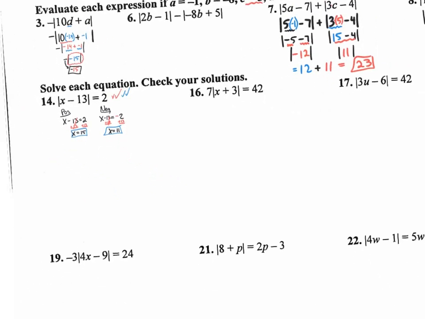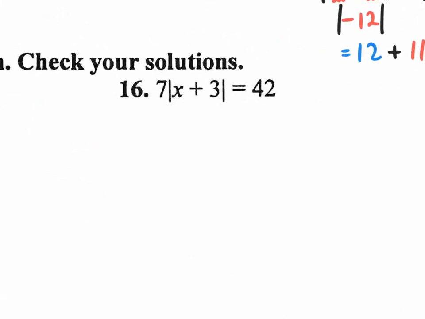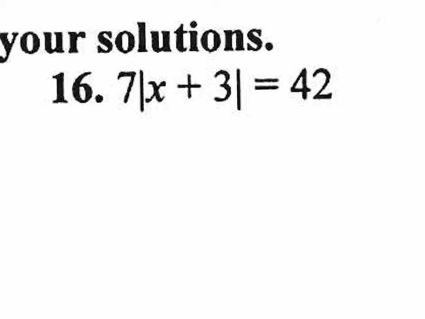So let's continue on right here. Let's go to number 16. Step 1 is not done for us. We have to isolate the absolute value first. So right here it says 7 times this big giant absolute value. We want to get rid of the 7 times in front of the absolute value. How do you get rid of something? You do the opposite. The opposite of multiplication is division. So we're going to divide by 7. 7 divided by 7 is 1. It cancels out. And what you do to one side, you do to the other side. So we're going to have 42 divided by 7 on the other side.